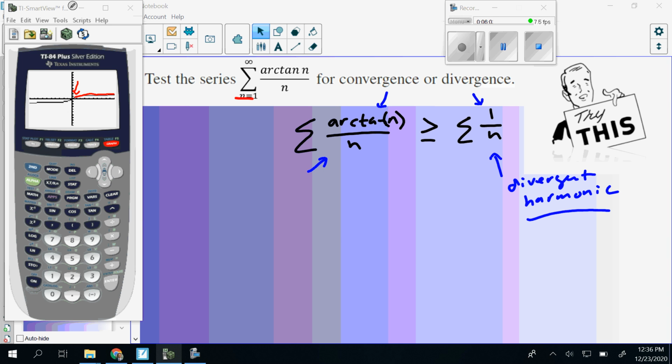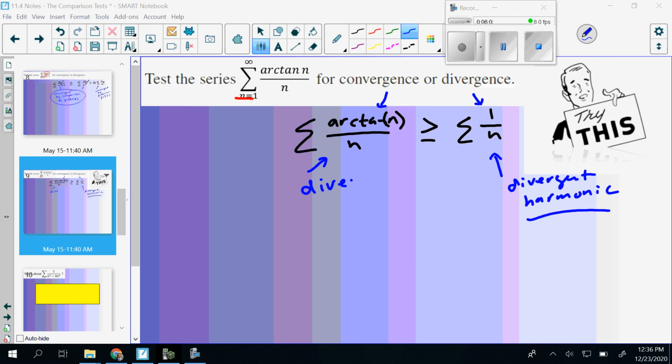So we would say this one is divergent by comparison to harmonic series. So that would be our solution.